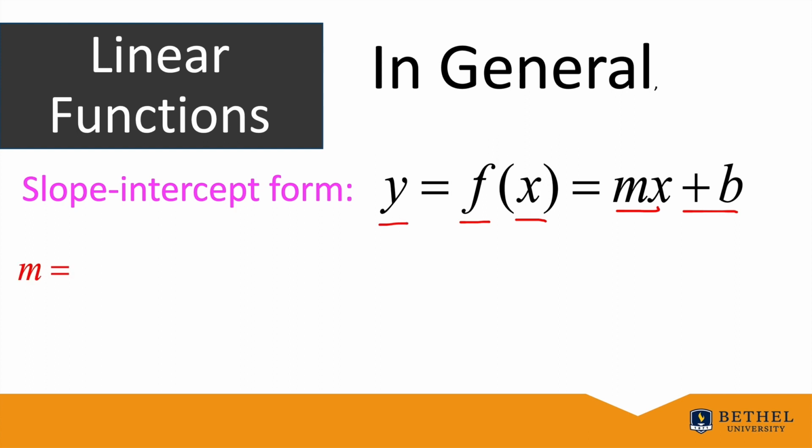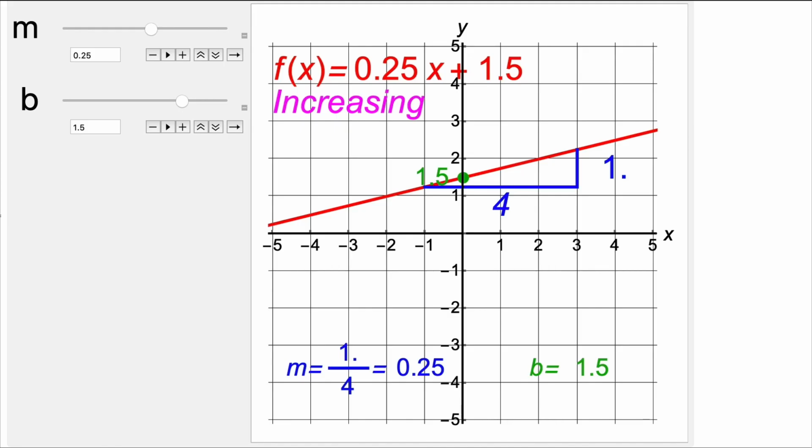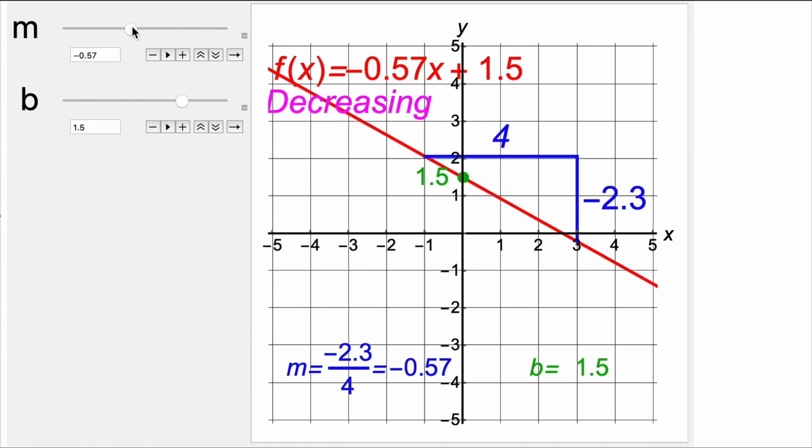The constant m represents what's called the slope of the linear function. It's also the rate of change of y with respect to x. For every 1 unit that x increases, y changes by m units. That change will be positive if m is positive and negative if m is negative. In other words, the graph of f is increasing as x moves to the right when the slope m is positive, and it's decreasing as x moves to the right when the slope m is negative.